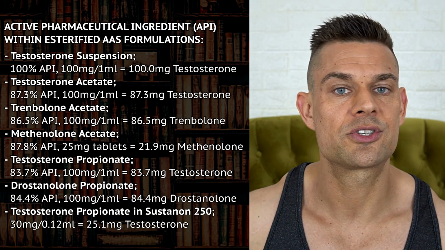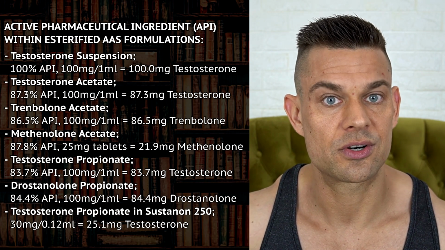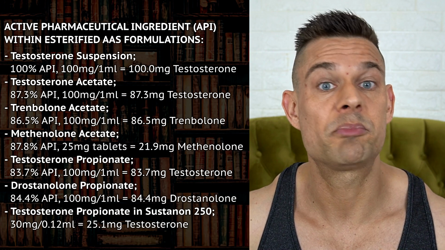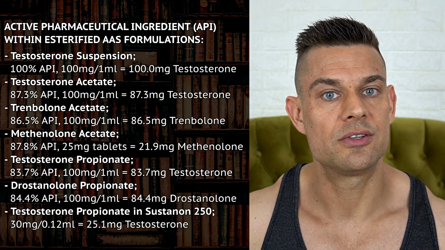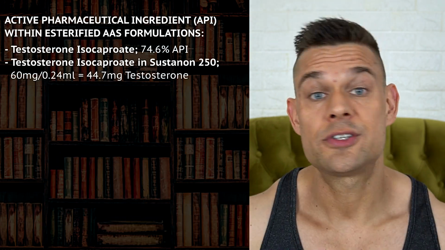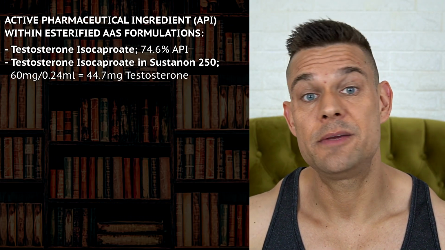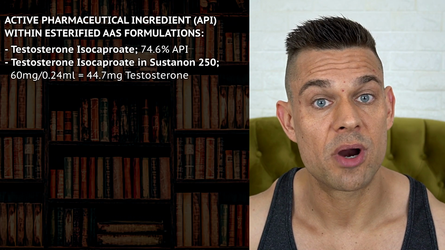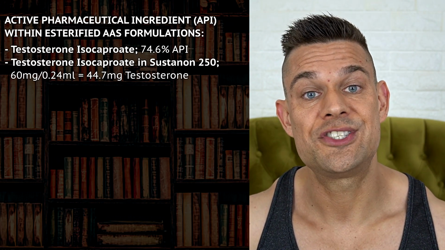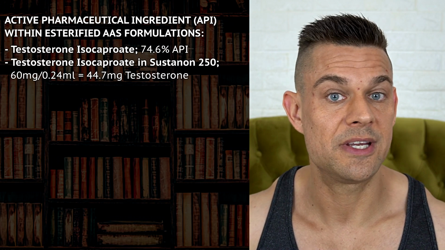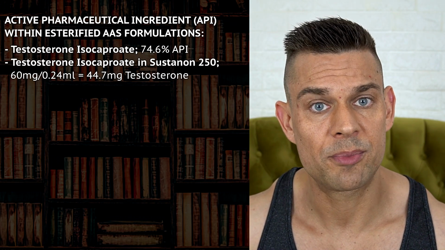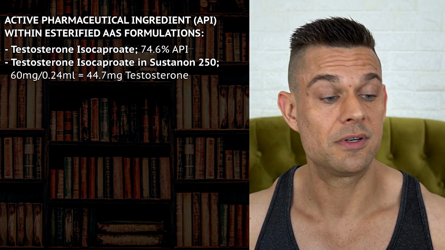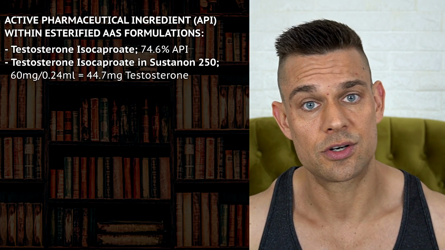At the end of this video, we'll discuss the total testosterone contained in Sustanon 250 after we've gone through all the particular esters that Sustanon 250 contains. Sustanon 250 also contains 60 milligrams of testosterone isocaproate, which contains approximately 74.6% testosterone. So that means that 60 milligrams of testosterone isocaproate in Sustanon 250 contributes 44.7 milligrams of actual testosterone.